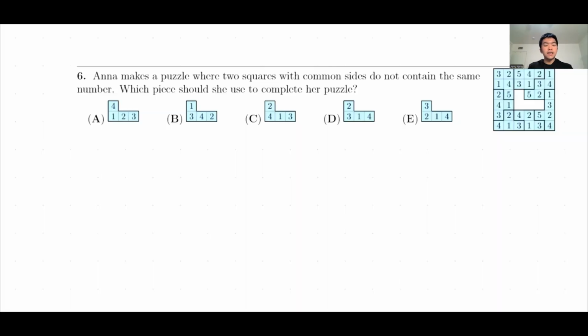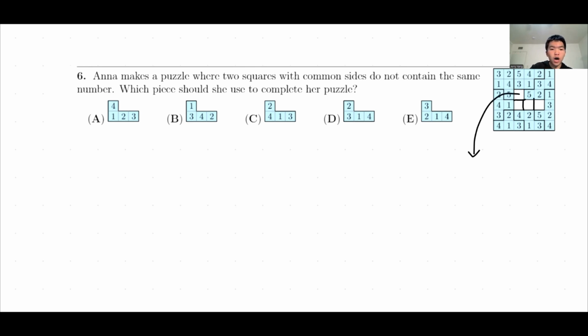Question number 6 says Anna makes a puzzle where 2 squares with common sides do not contain the same number. Which piece should she use to complete her puzzle? So first of all, let's mark out all of our squares. And then let's start with this square. So we know that this square cannot have the numbers 3 or 5. So the possibilities are 1, 2, and 4.